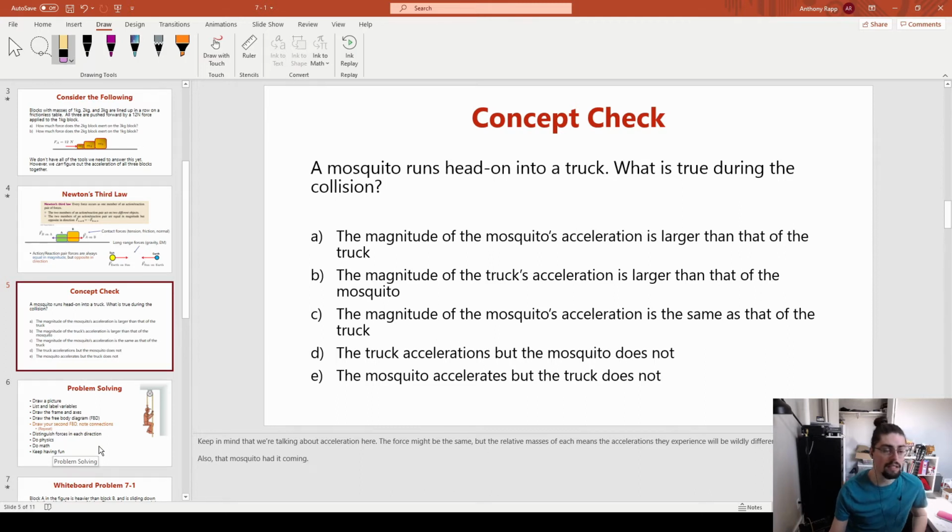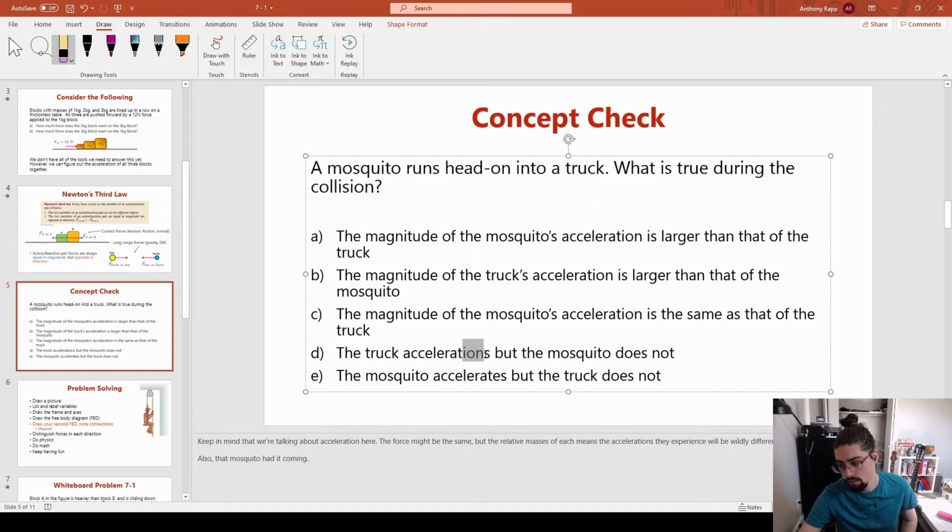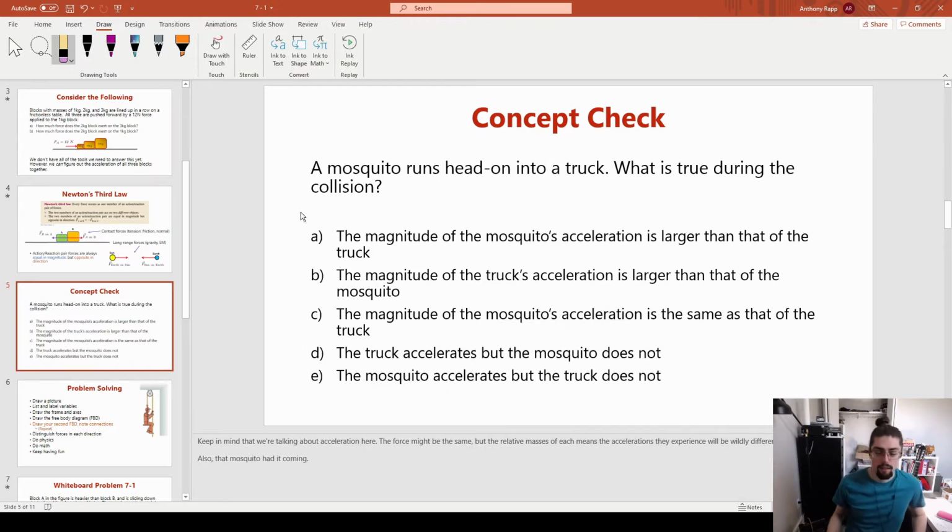And I want to be technically true here. Right? I want to be very, very, very technically true. Not, you know, is the typo of the truck accelerates. I don't see a typo anywhere. But the mosquito does not.